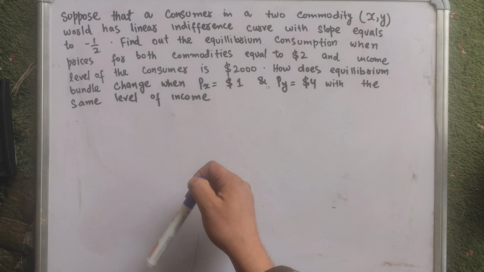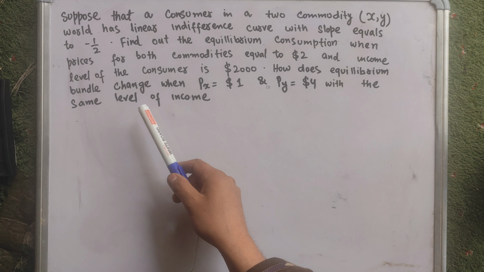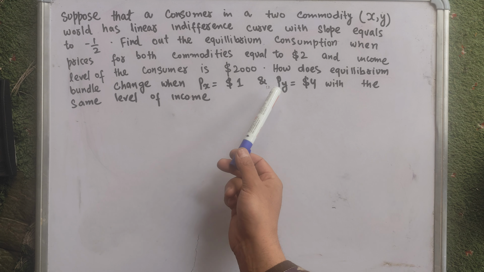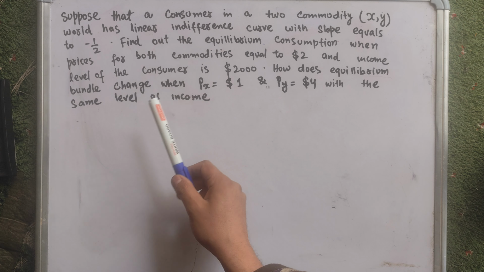Find out the equilibrium consumption when prices for both commodities equal to $2 and income level of the consumer is $2,000. How does the equilibrium bundle change when the price of good X is $1 and price of good Y is $4 with the same level of income?